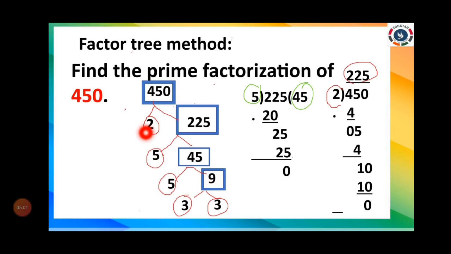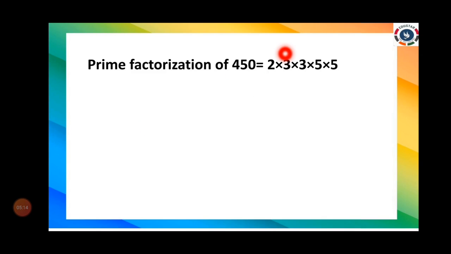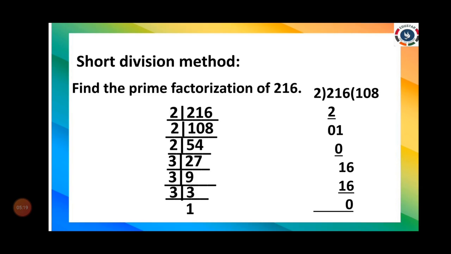Okay. So what are the factors we are having? 1, one 2, two 5's and two 3's. So these are the factors of 450. So the prime factorization of 450 is equal to 2 into 3 into 3 into 5 into 5. That's all. Then we are going to find the prime factorization using the short division method.